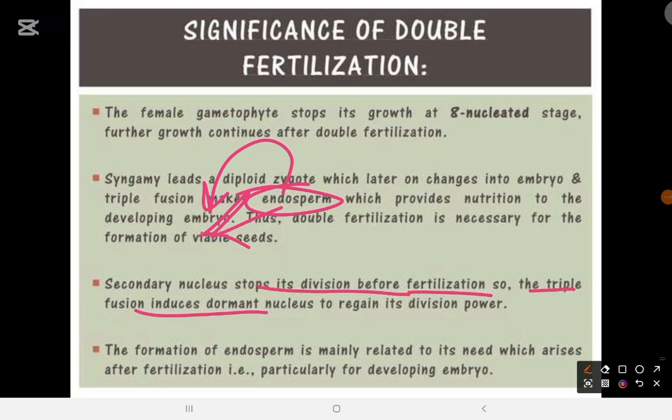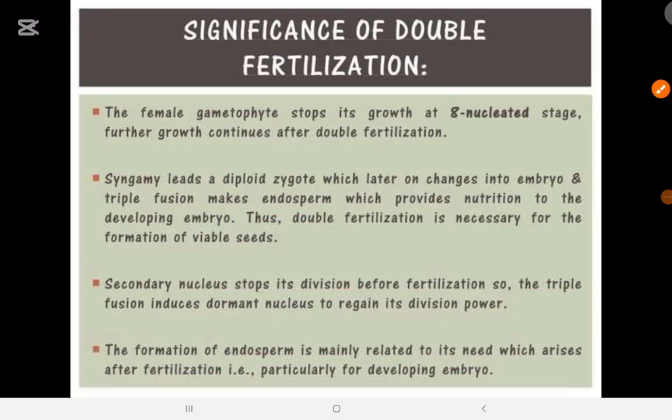So the triple fusion includes a dormant nucleus, and that dormant nucleus will now regain its division power after the fusion, and the completion of meiosis will now take place. Then the formation of endosperm is mainly related to its need, which arises after fertilization. So the endosperm needs to be formed for the nourishing of the zygote and the embryo. All right.